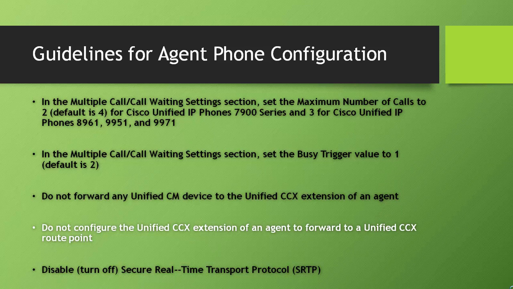And do not configure the Unified CCX extension of an agent to forward to a Unified CCX route point. That is, do not configure the IPCC extension on the phone to forward the call that is received on the phone to the trigger or the CTI route point in Unified CM. That is not a supported config. If you do so, sometimes you would receive the call on an agent phone that would be forwarded again to the CTI route point. It would create a loop.